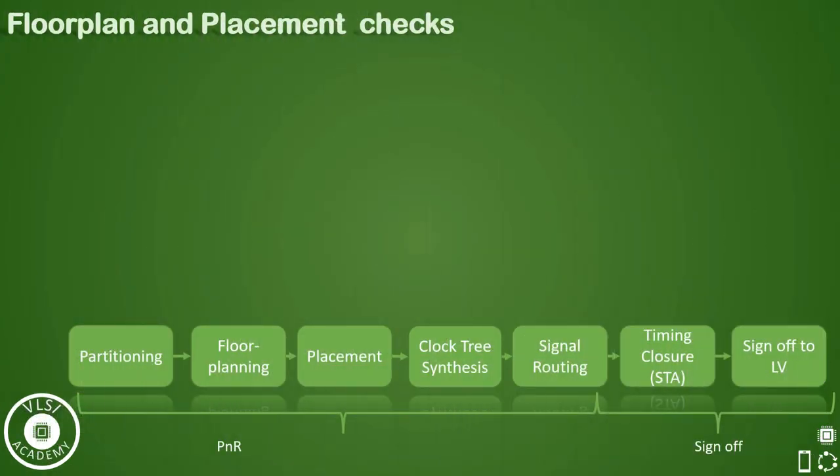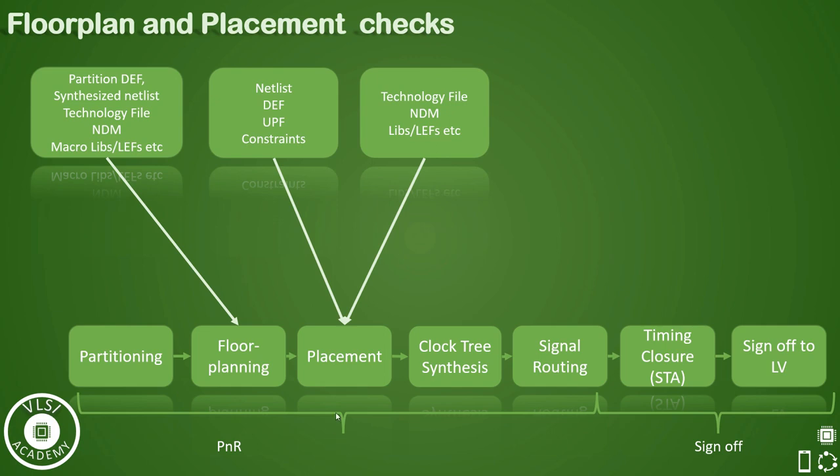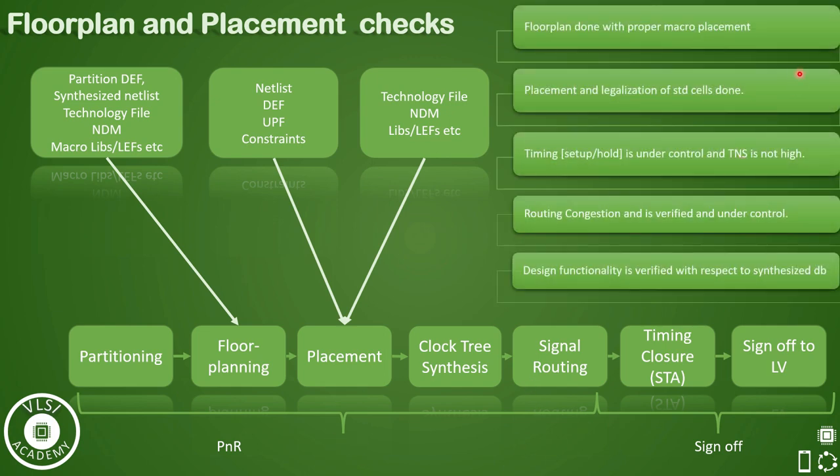This is the 60th video and if you have stayed tuned so far, then you would have learnt about floor planning and placement related concepts. We have understood how to analyze congestion and timing, and our ongoing topic is clock tree synthesis. In that, we have seen CTS goals, clock gating path analysis, and now we are understanding crosstalk issues in this video.